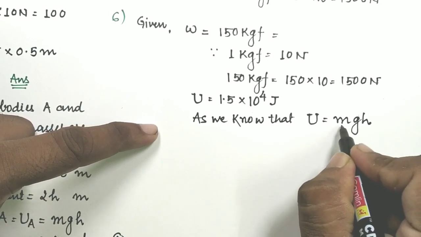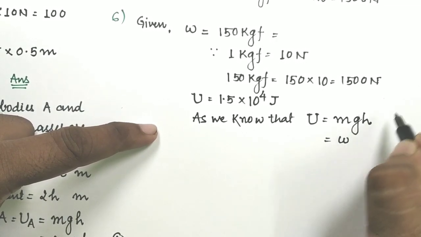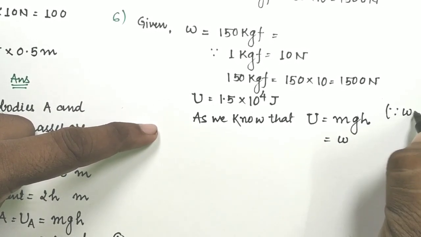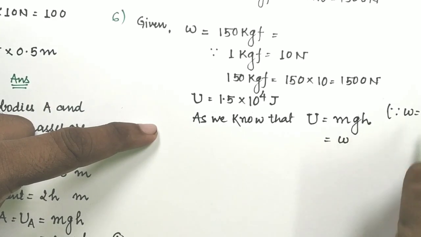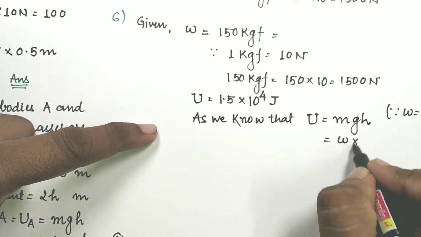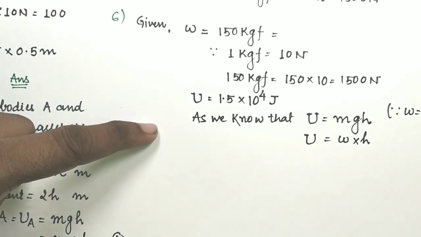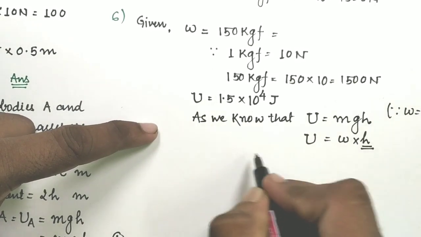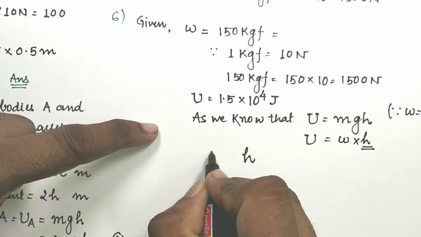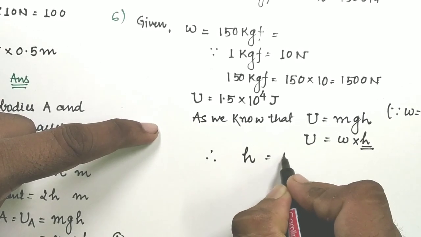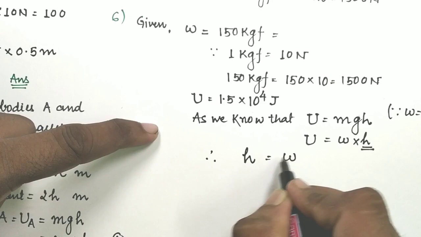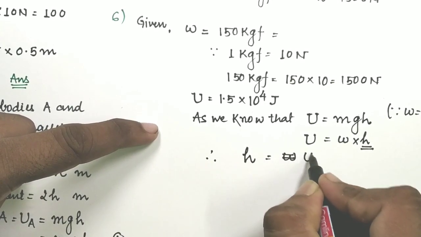We can write mg is equal to W, since we know that W is equal to mg. So here we can write that W into h is equal to U. What we have to calculate? We have to calculate h. So h is equal to U upon W.